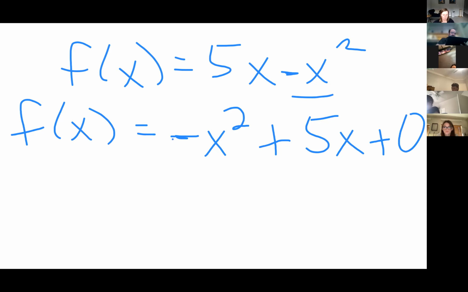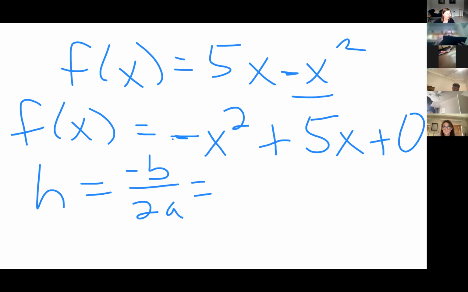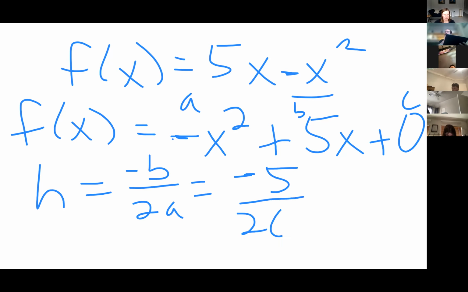Mm-hmm. And I know from my formula, my h is minus b over 2a. Yes. That's coming from that formula. And this is my a, my b, and my c. And so my b is what number? 5. Yeah, so minus b is going to be minus 5. 2a is going to be 2 times, and then just 1. What kind of 1 is up in there? Oh, -1. Yeah, you got to make sure it's negative.